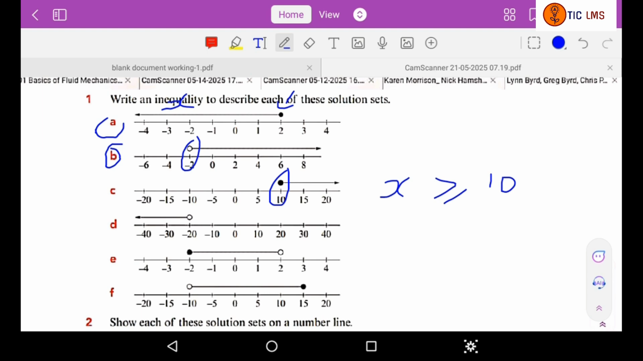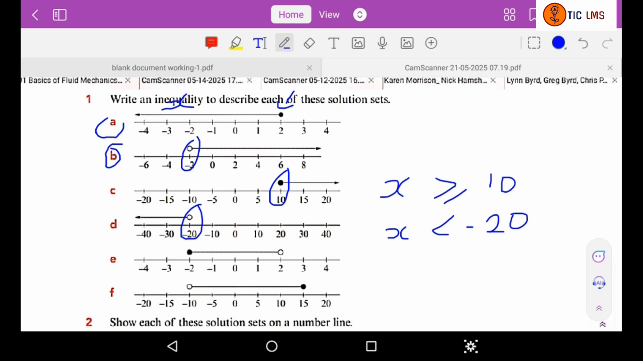When we look at D, we have -20. What is the answer to this question? Yes, you're right. So we have it as x is less than -20.